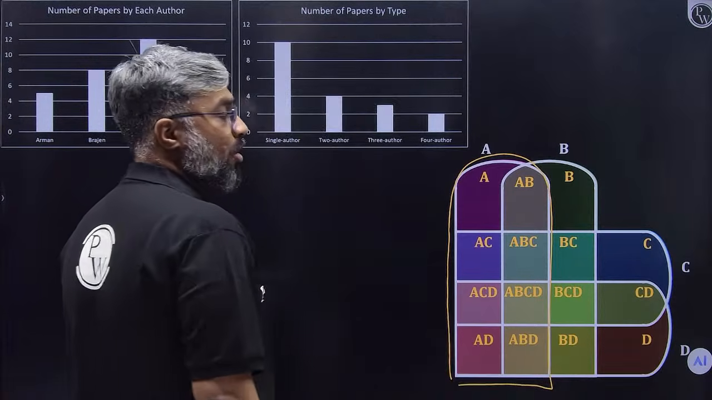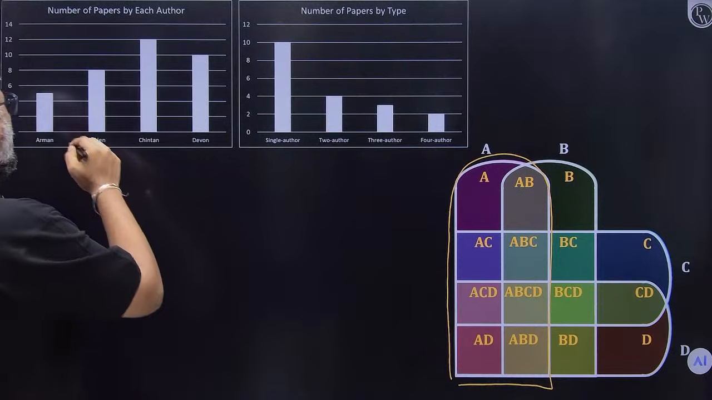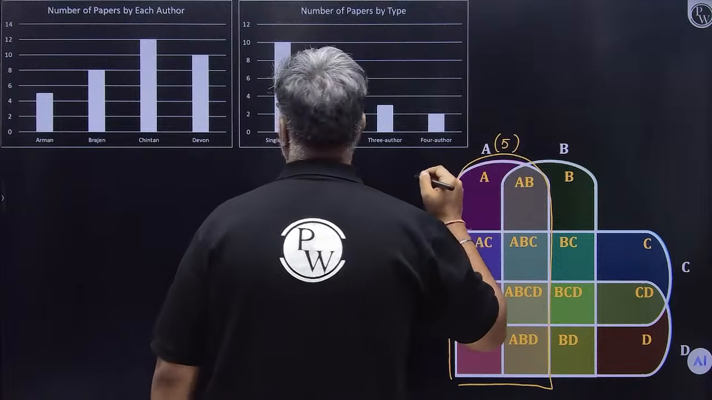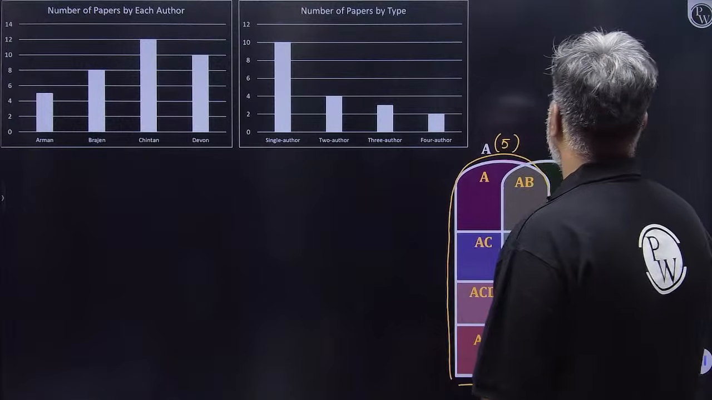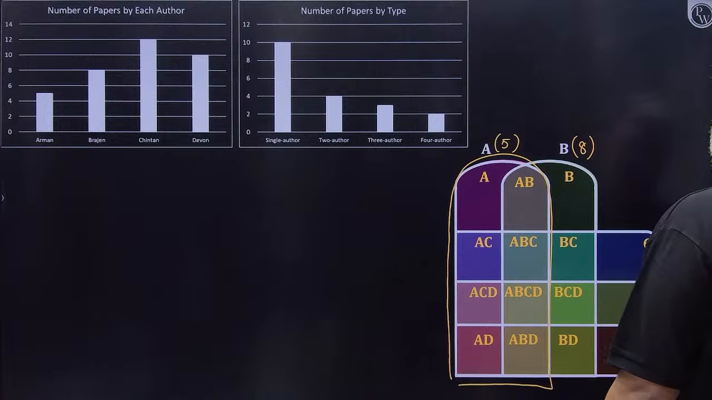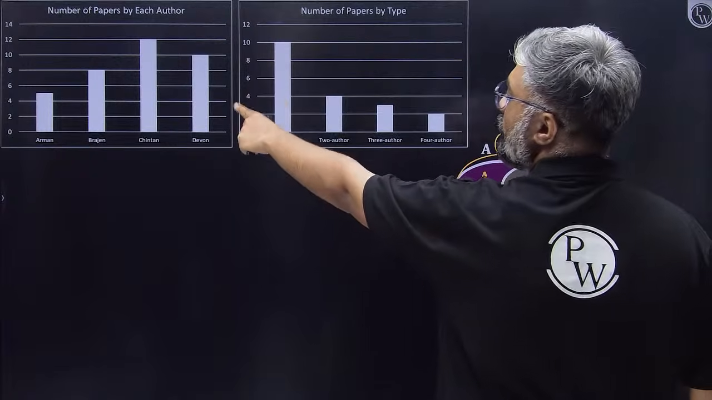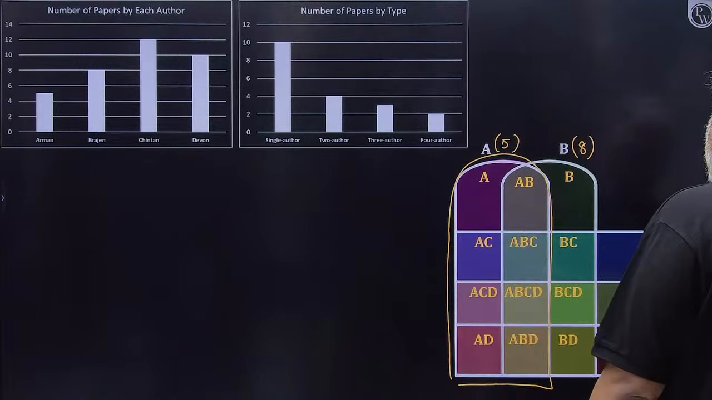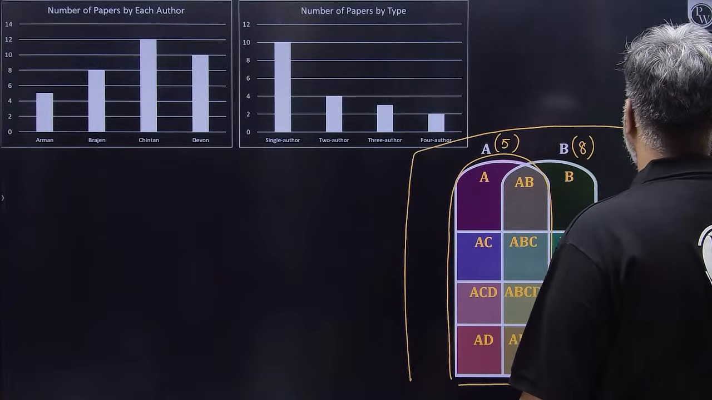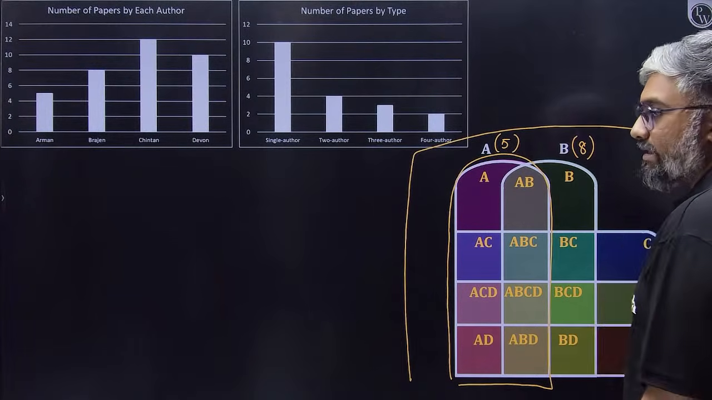Yes. All of this is A, which is how many? 5, correct? So A has contributed to 5 papers. B has contributed to 8 papers. C has contributed to 12 papers. And D has contributed to 10 papers. Yes. However, the overall total of this has to be only 19.